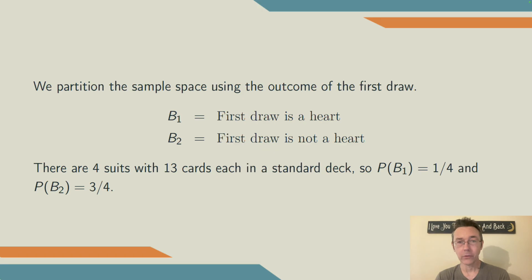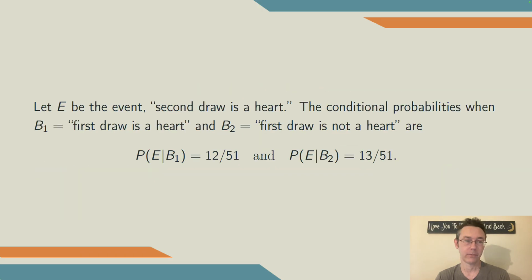There are 4 suits with equal numbers of cards, so the probability of B1 is 1/4 here, and the probability of B2 is 3/4. Now the event we're interested in is that the second draw is a heart. We'll call that E. And we're going to compute that by finding the probability of E and B1, the probability of E and B2, and adding those up. In order to evaluate the probabilities of those AND statements, we're going to need the conditional probabilities of E given B1 and E given B2.